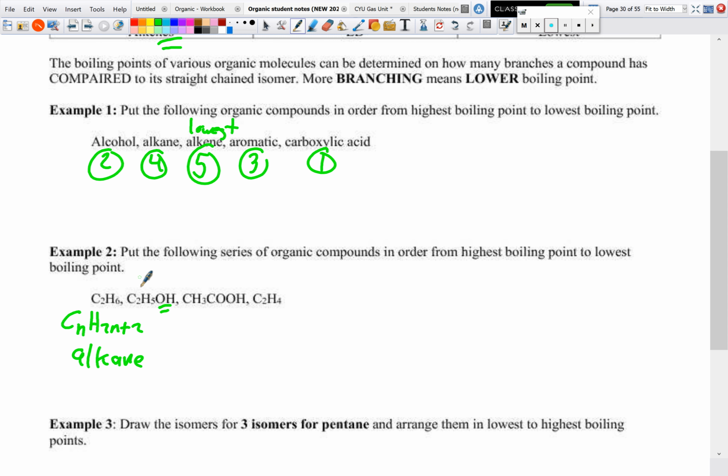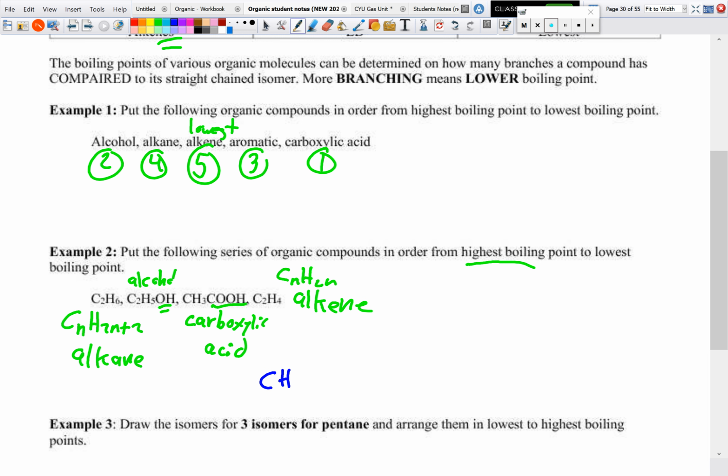We can see the OH, alcohol. We can see COOH for this one right here, so this is a carboxylic acid. And finally this last one is in the form of CnH2n, or an alkene. Alright? So just like before, if we want to place them in order of highest boiling point to lowest, the highest one is always going to be the carboxylic acid.